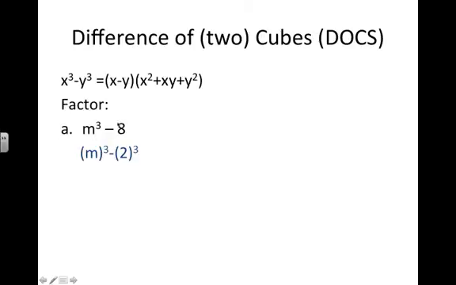All right, m cubed is obviously m is the base, cubed, minus. Now we need to write 8 as 2 cubed. And so it fits the expanded form. This is a difference of 2 cubes. Now we're going to write it in factored form.